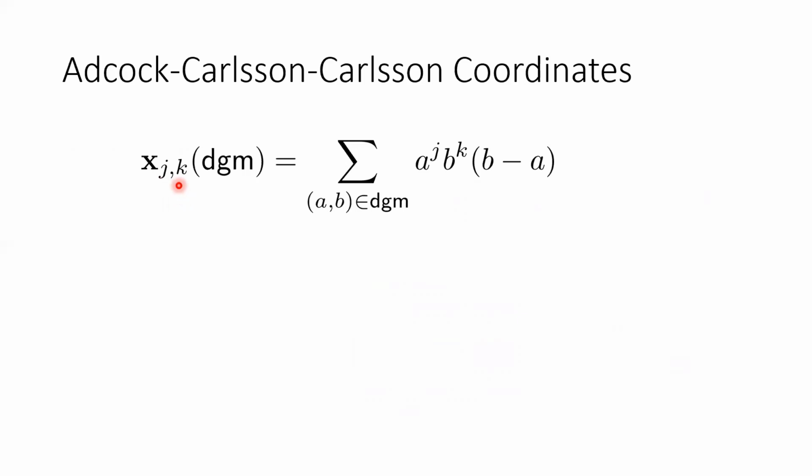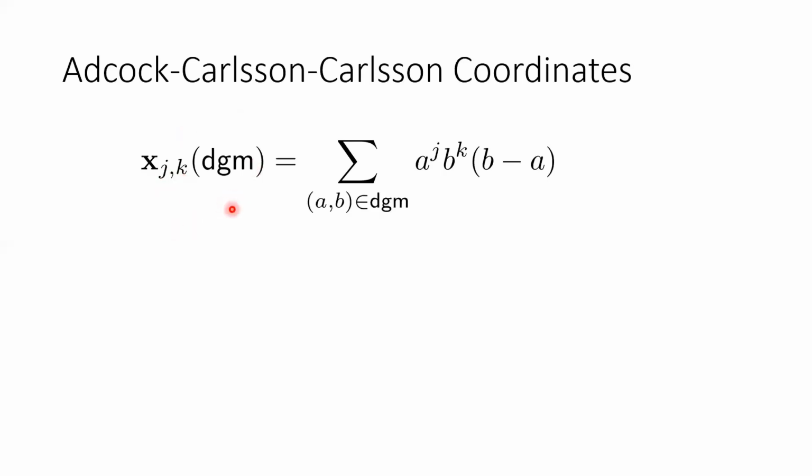So for example here, x_{j,k}, where j and k are just natural numbers, is going to be a function that for each diagram is going to produce a real number. And what is the real number in question is the summation over all the points in the persistence diagram. And what you're going to do is raise the birth time to the jth, raise the birth time to the k, and then multiply by the persistence. So this gives you a real number for each persistence diagram. And then what you do is you vary j and k. So in particular, for some choice of regime for j and k, you're getting a sequence of numbers for each diagram.